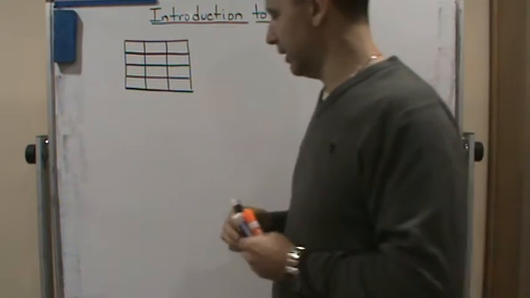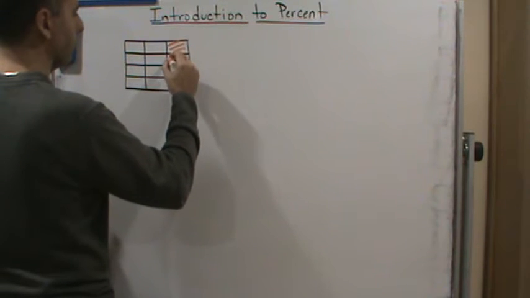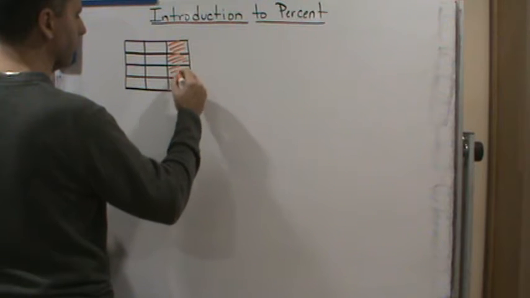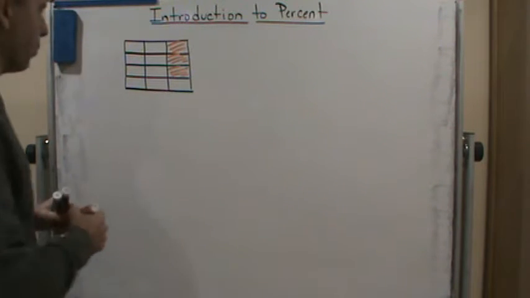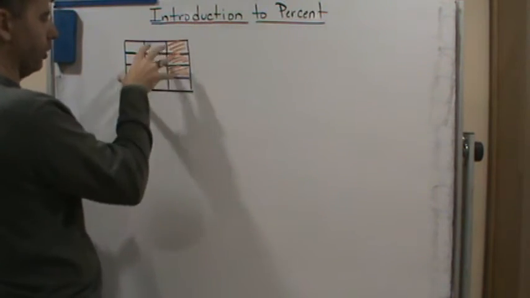Okay, so if I take something like this and I shade in those three blocks, and I ask, what fraction of the rectangle is shaded? Or what part of 12 is 3, in other words? So first, we can write this as a ratio, just like we did before, part of a whole. What part of the whole is shaded?